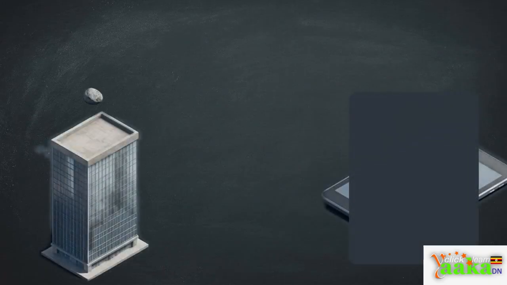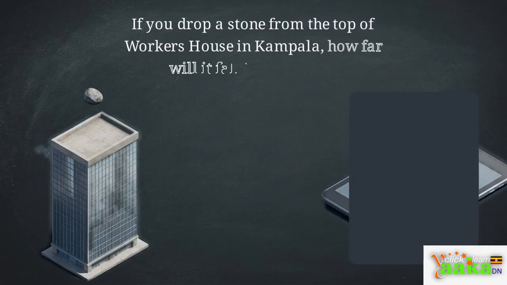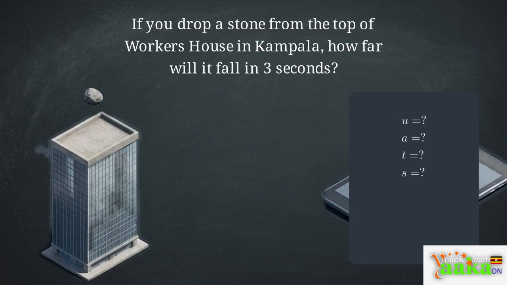Let's apply this to a specific problem. If you drop a stone from the top of Workers House in Kampala, how far will it fall in 3 seconds? To solve this, we must identify the variables hidden within the description. The word dropped tells us the stone was released from a stationary position. This means the initial velocity, U, is 0 meters per second. Since the stone is falling, it is accelerating downward due to gravity. This gives us a constant acceleration A of 9.8 meters per second squared.